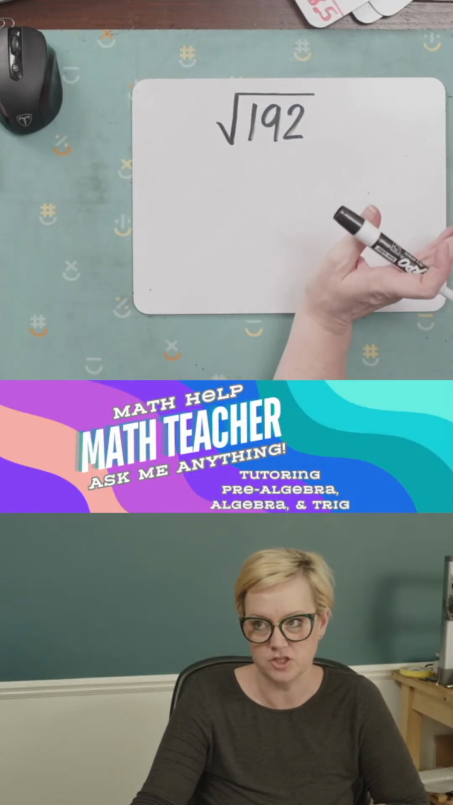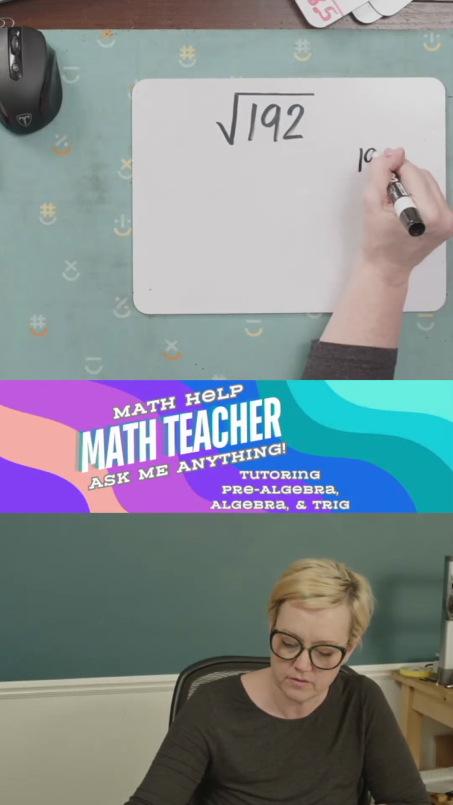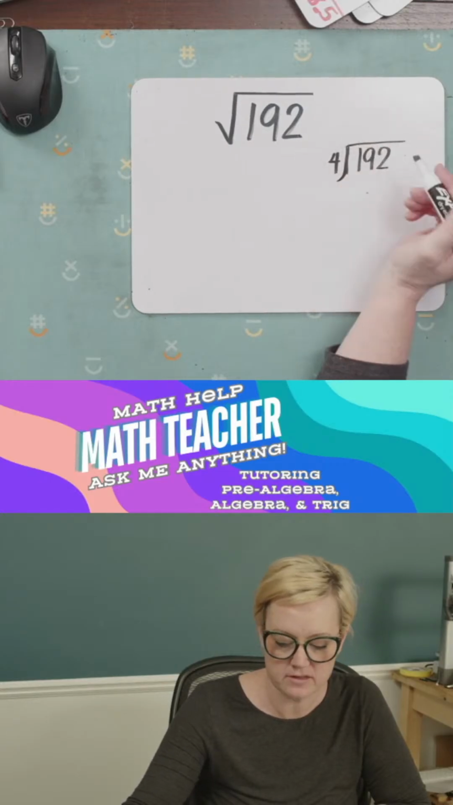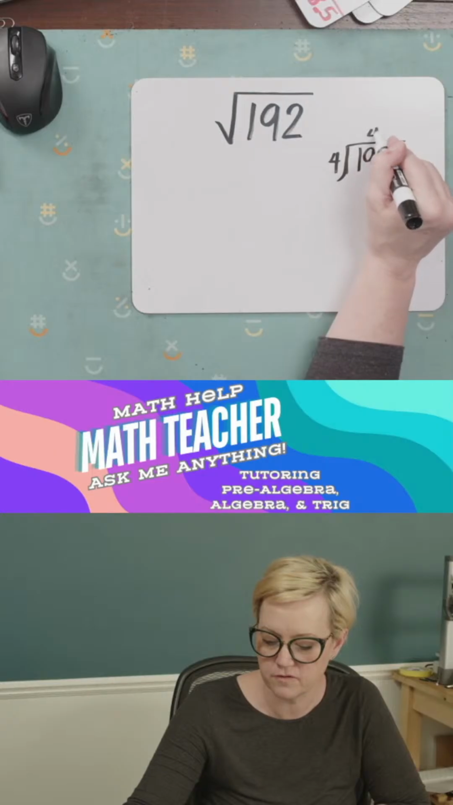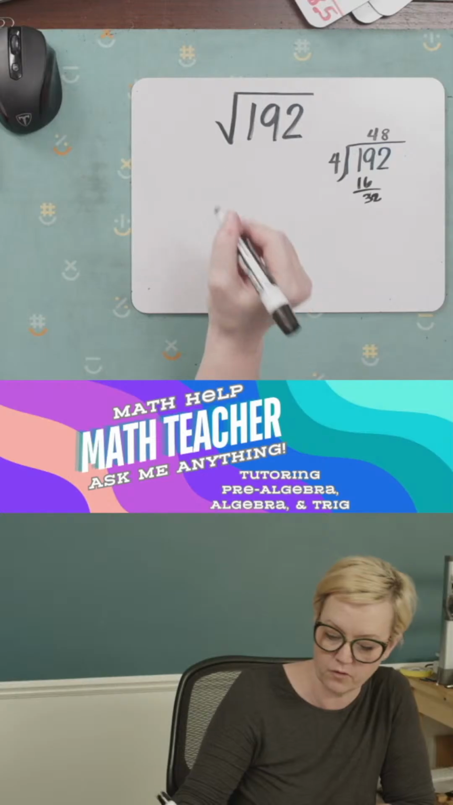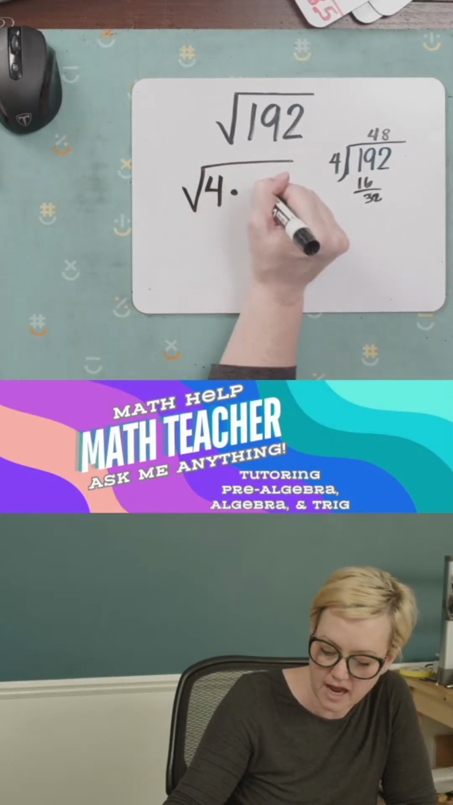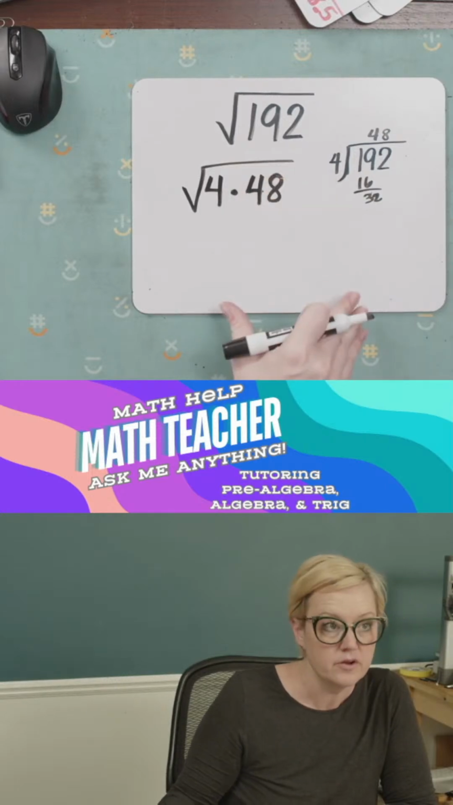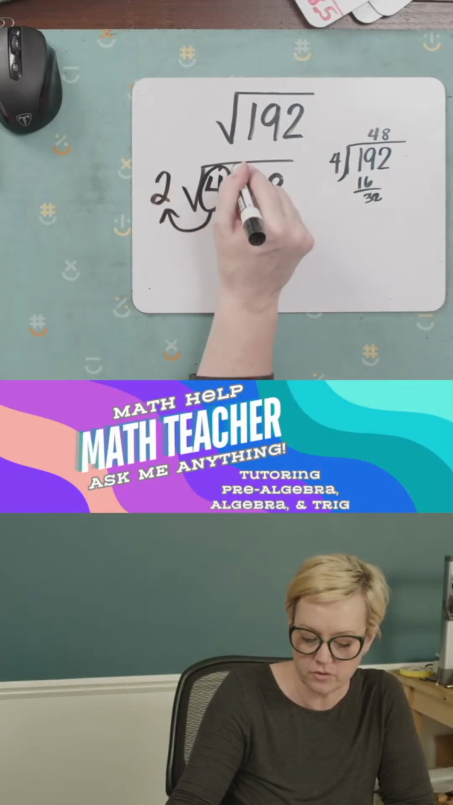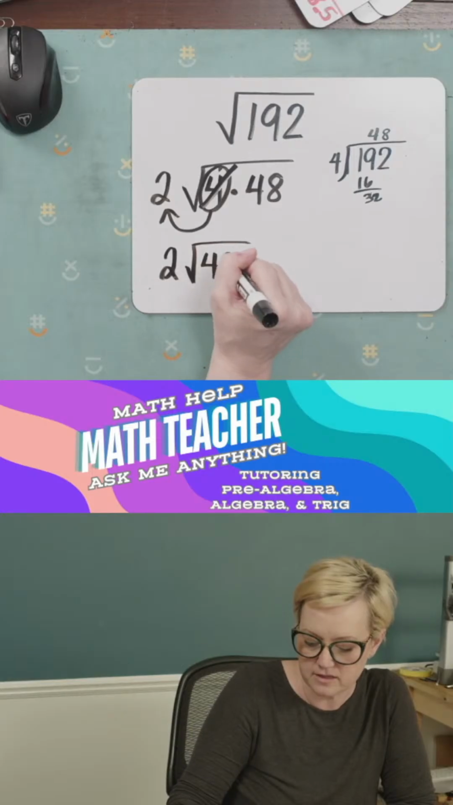Well, I know it's divisible by 2, and I'm going to see if it's divisible by 4, right? So 192 divided by 4. I'm going back to old school long division, so that's 4, so that's 16, so that's 32, so that's 8. Okay, so that's 48. So 192 I know is 4 times 48. So I can go ahead and take this 4 out. It becomes 2. That goes away. So now I'm looking at 2 root 48.